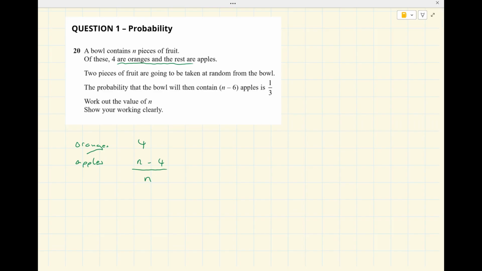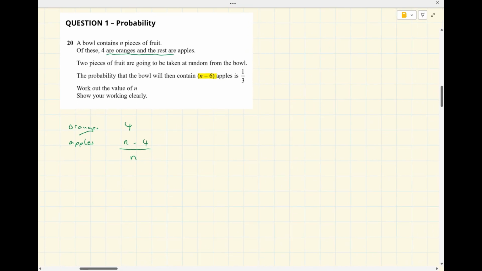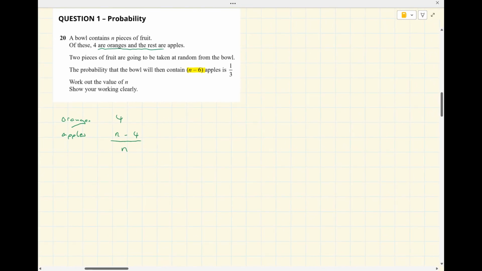2 pieces of fruit are going to be taken at random from the bowl. The probability that the bowl will then contain n minus 6 apples is a third. Work out the value of n. Well, if after 2 pieces of fruit have been taken out, there are now n minus 6 apples, and if we started with n minus 4 apples, then both the pieces of fruit taken must have been apples.